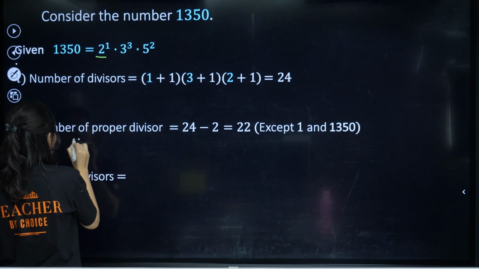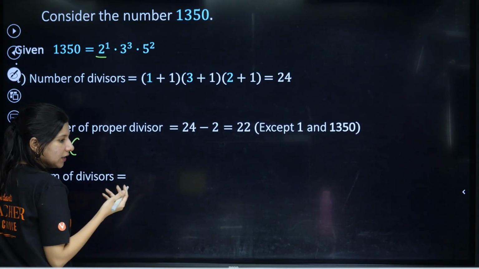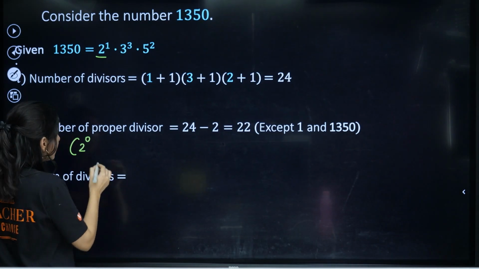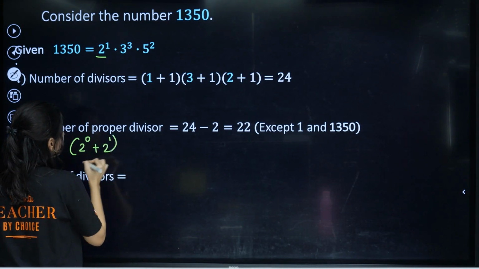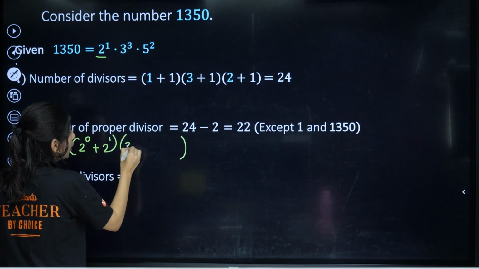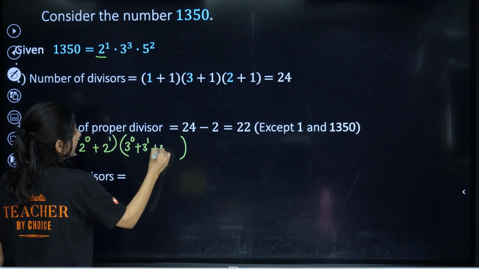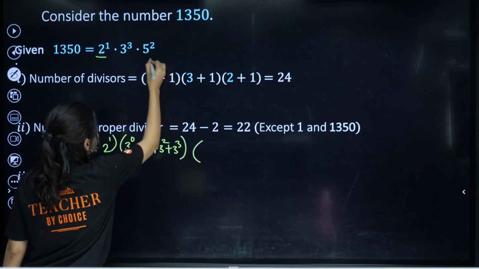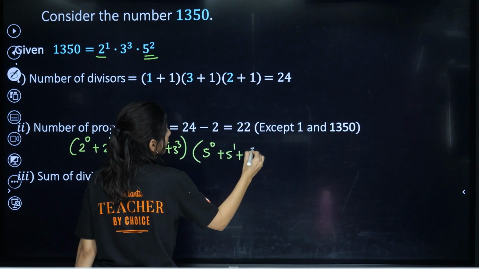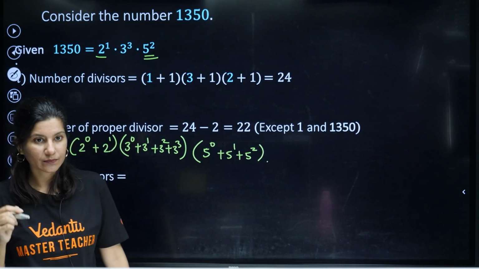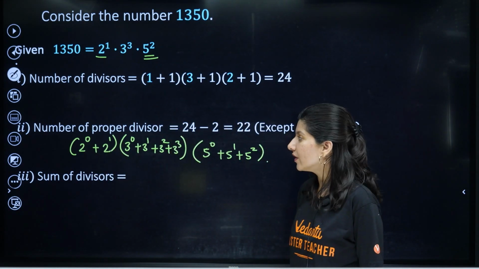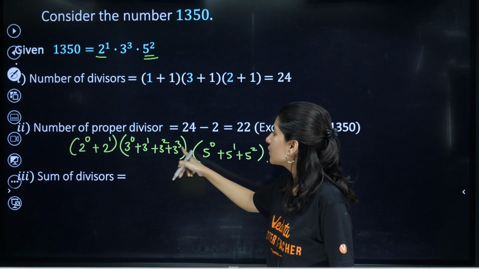2 ki power 1. So what are the possible things for 2? If you do not take 2 at all, it will be 2 ki power 0. If you take 2 once, it will be 2 ki power 1. Correct? And now 3. Taking 3 will be: not take it, taken once, taken twice, taken thrice. Taking 5: taking 0 times, 1 time, 2 times. So this is 2 ki power 0 plus 2 ki power 1, then 3 ki power 0, 3 ki power 1, 3 square, 3 cube.